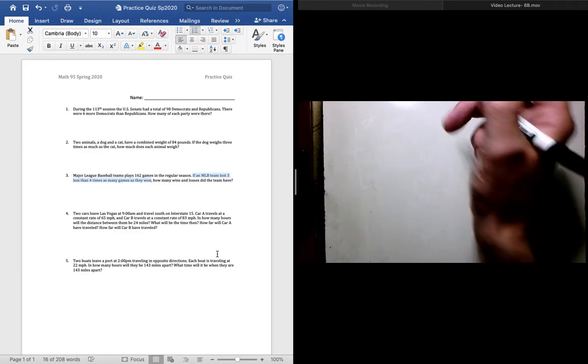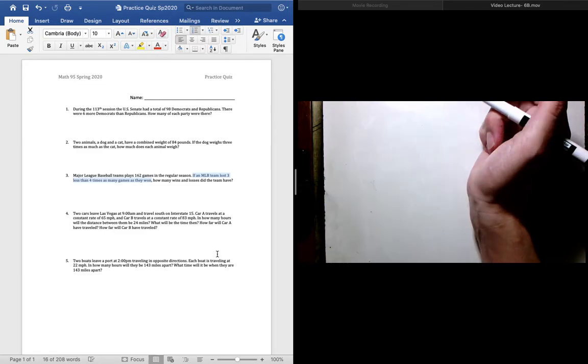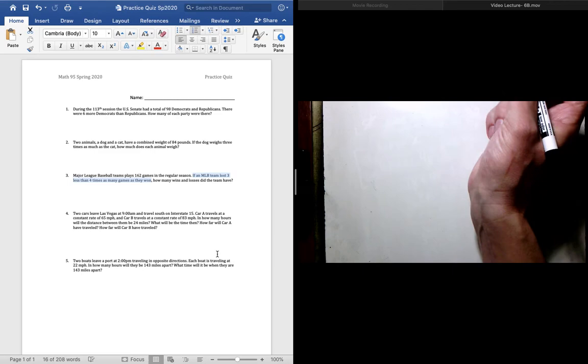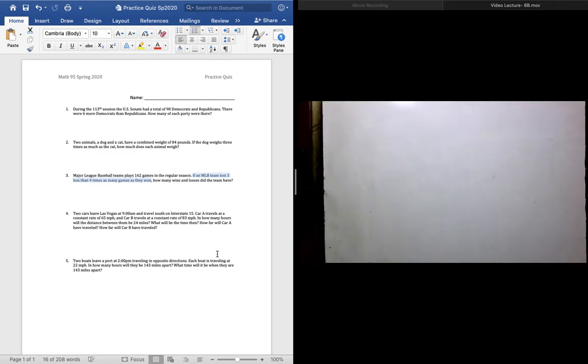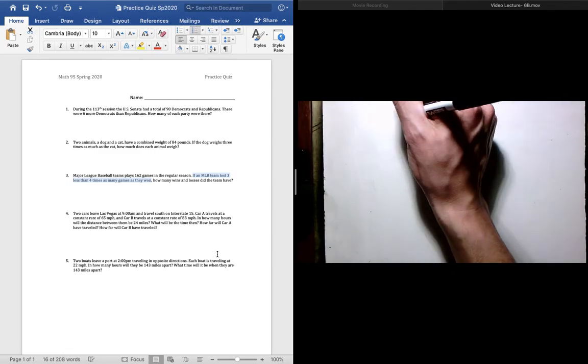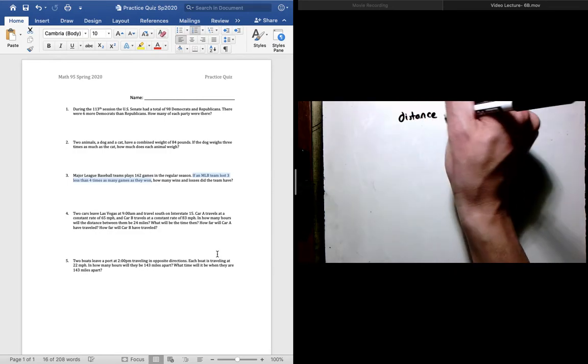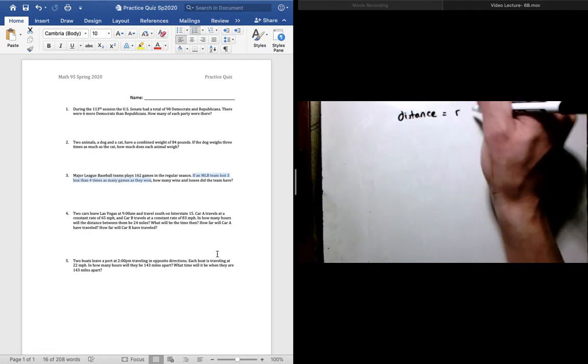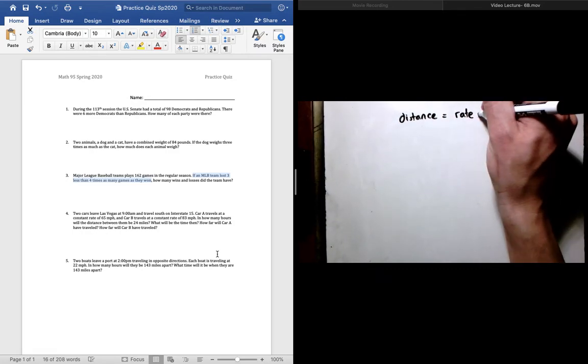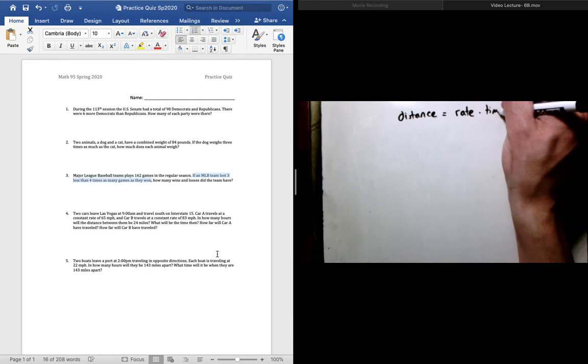So remember, for all distance problems, two trains leaving a station or two cars leaving, all these types of problems all deal with distance, rate, and time. And the most important thing we need to know about that is that distance is equal to rate times time.